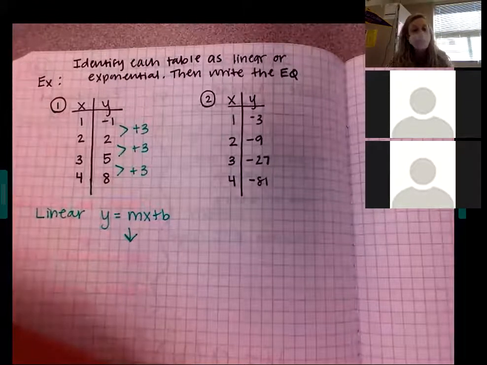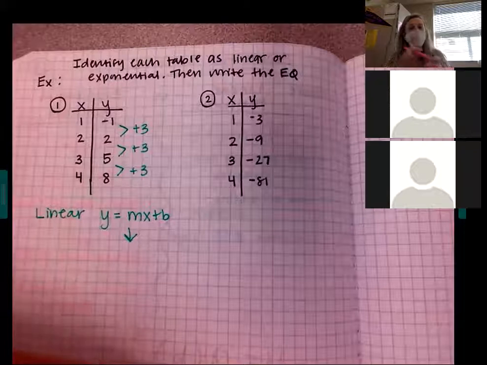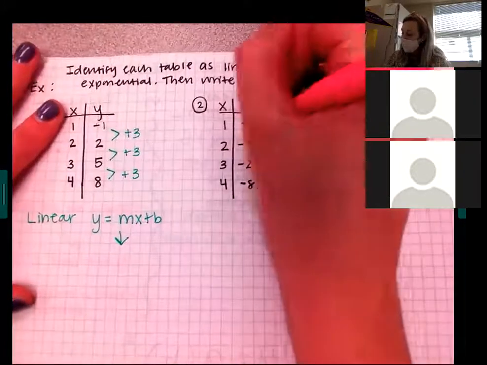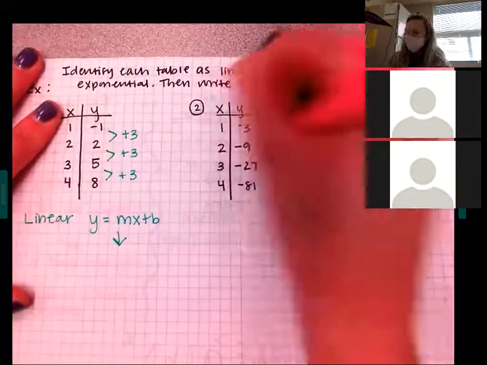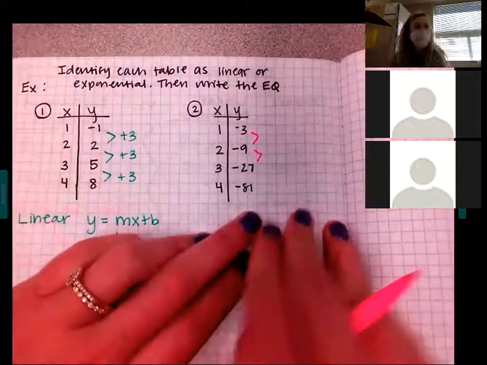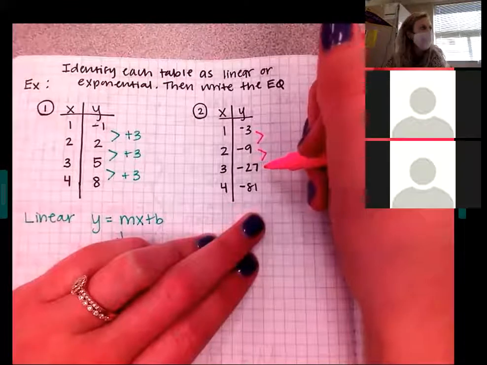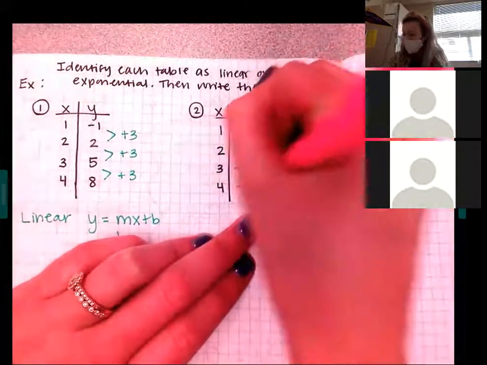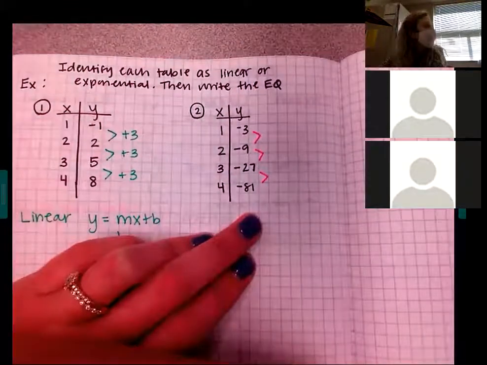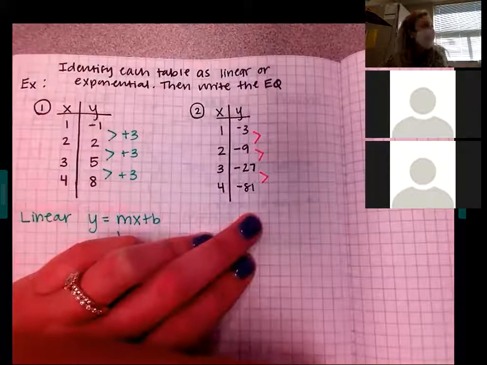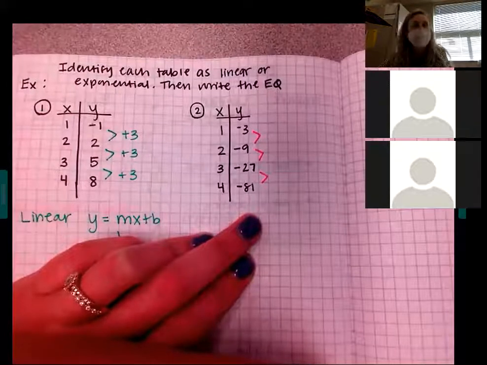Now, let's go look at table 2 before we talk about how to write the equations. If you try to get from -3 to -9, I want y'all to watch this. Make sure you're with me. And then you try to get from -9 to -27. And then you jump from 27 to 81. Do y'all see how those numbers are getting big really, really quick? It is probably not linear. That doesn't look like the same pattern to me.